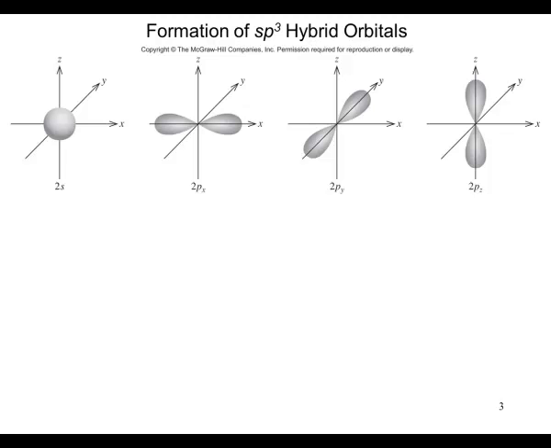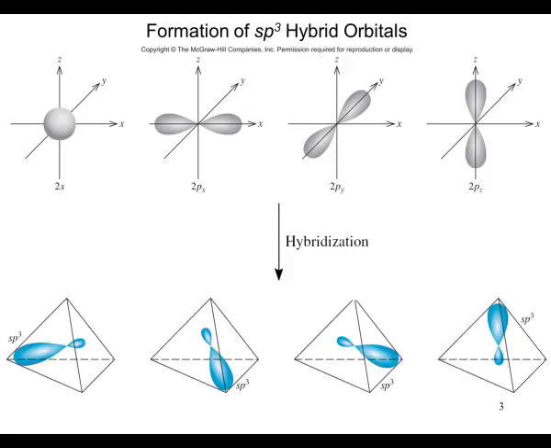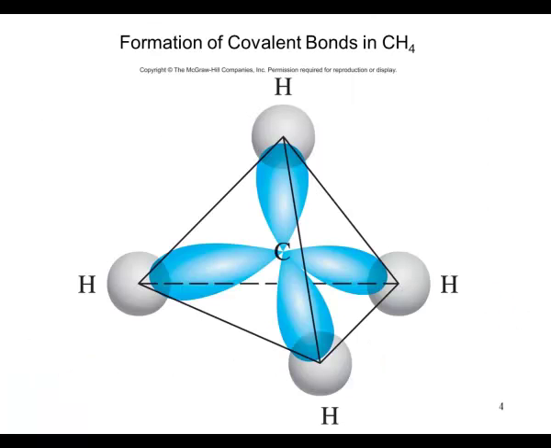Here's a picture of the s and the p orbitals. If we hybridize these, we form 4 sp3 hybrid orbitals. The 3 indicates the number of p's, and the s, the 1s. Here's the compound methane showing the sp3 hybrid orbitals and the bonding between the hybrid orbitals and the hydrogens.